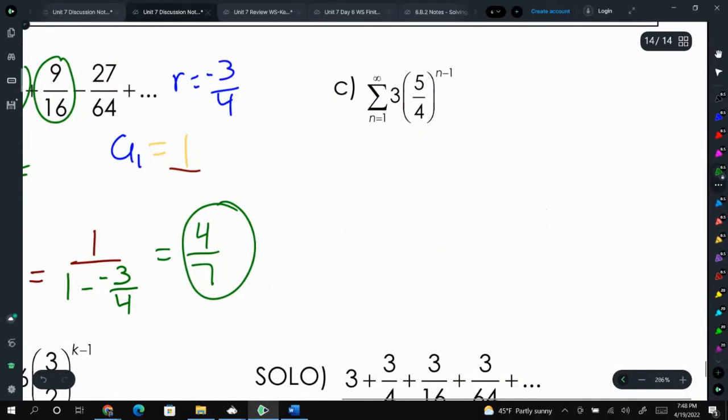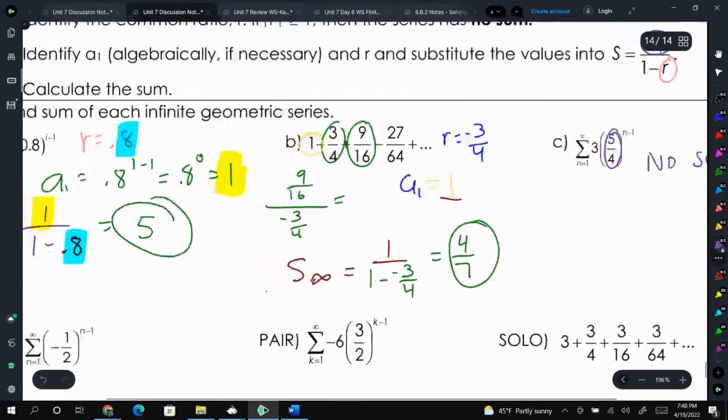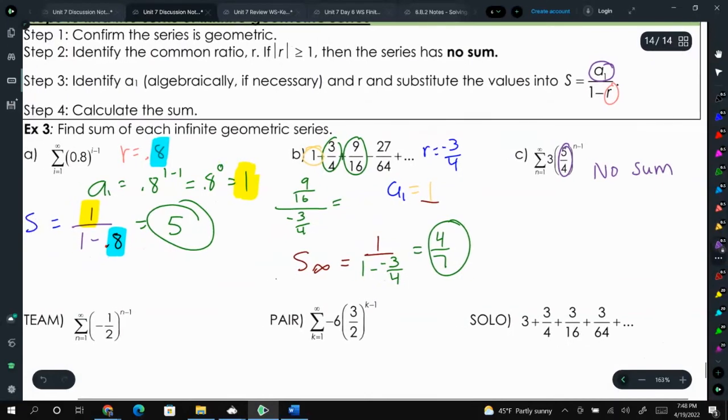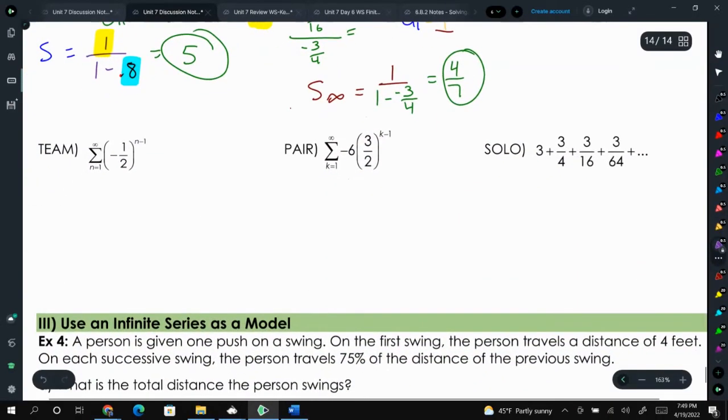Now, letter C, I noticed that the R value, that rate right here, is bigger than 1. So there is no sum. There is no infinite sum for this one. All right, I want you to try these 3 problems below. Pause the video, give this a try, and once you're done, unpause it, and we can see what you got, and you can check your work with mine.